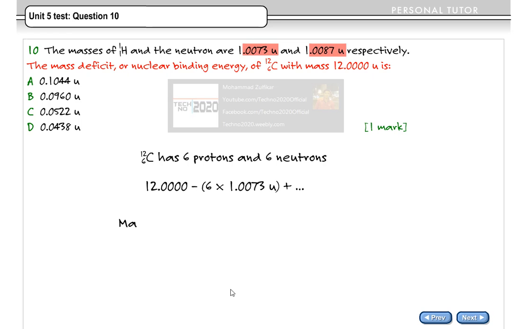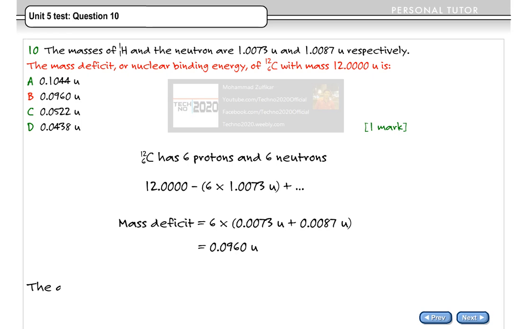So the total mass deficit of the carbon-12 atom is just 6 multiplied by the sum of 0.0073 and 0.0087 atomic mass units. And this gives 0.0960 atomic mass units. The answer is B.